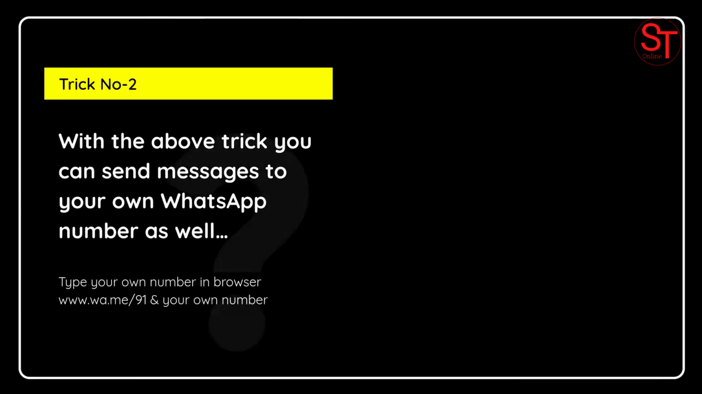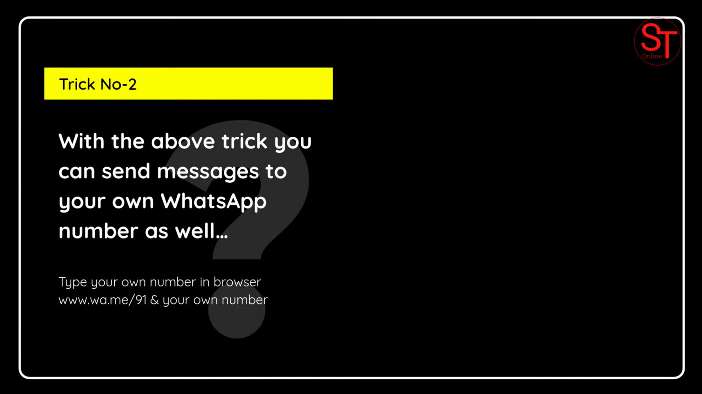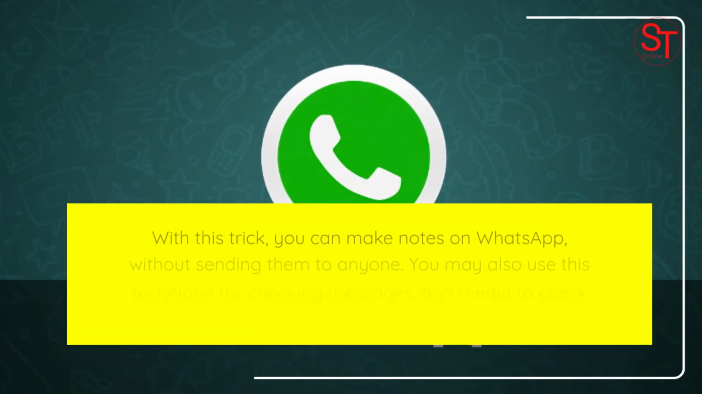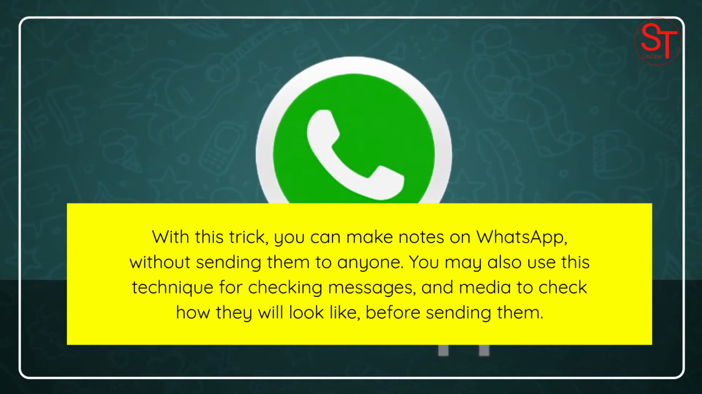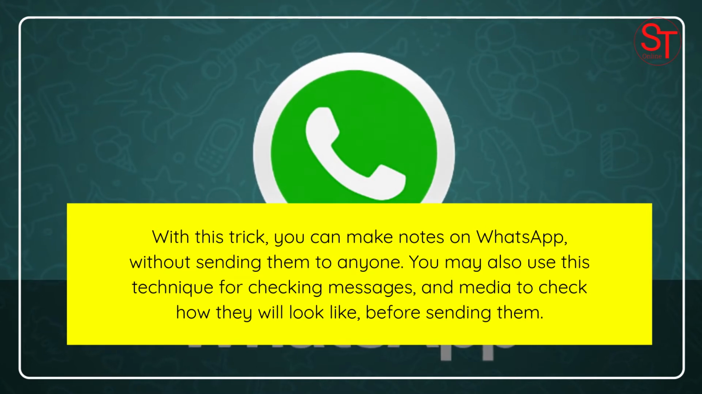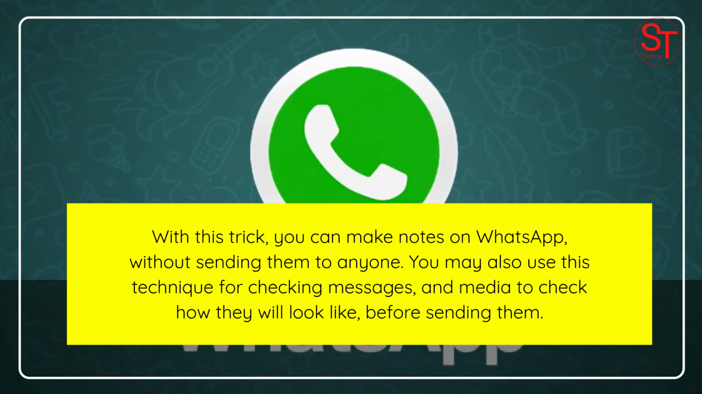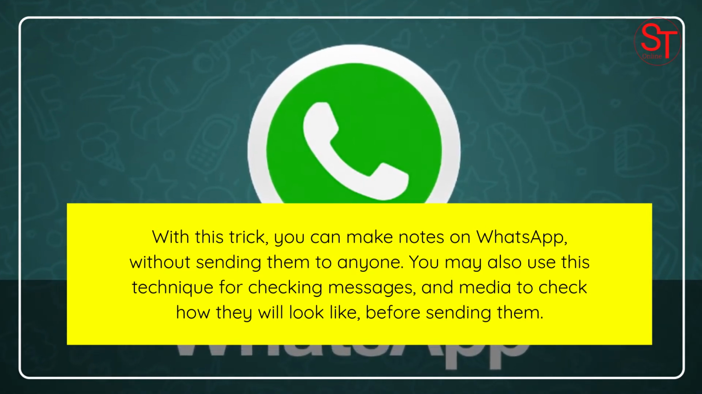With the previous trick, you can send messages to your own number as well, by typing your own number in the said URL. With this trick, you can make notes on WhatsApp, without sending them to anyone. You may also use this technique for checking messages, and media to check how they will look like, before sending them.